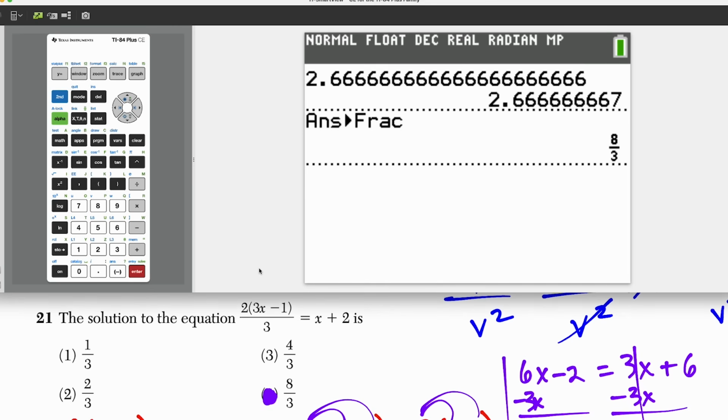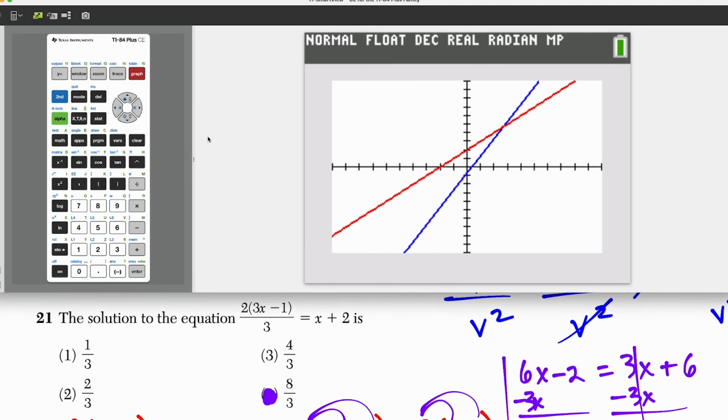But just know another big idea is that the relationship between the solution to this equation and the graph is that when I graph left side and right side, the point of intersection, the x value at the point of intersection is representing the solution to this equation.